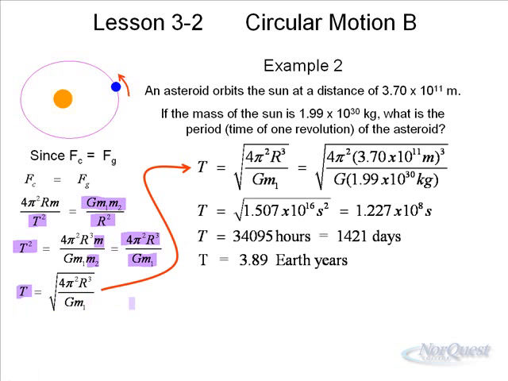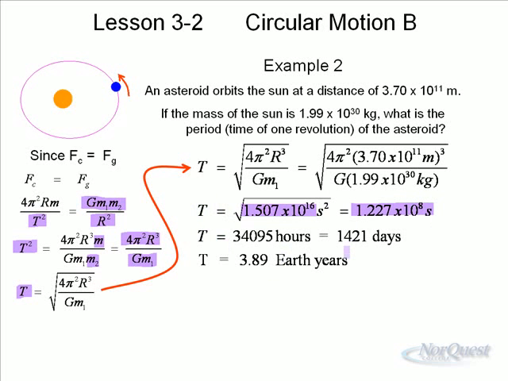And of course, what we get is the square root of 4 pi squared r cubed, and you can see the r cubed there, divided by G m1. You have to get a little practice with your calculator to get this. What you should get is 1.507 times 10 to the 16. Now that's t squared.